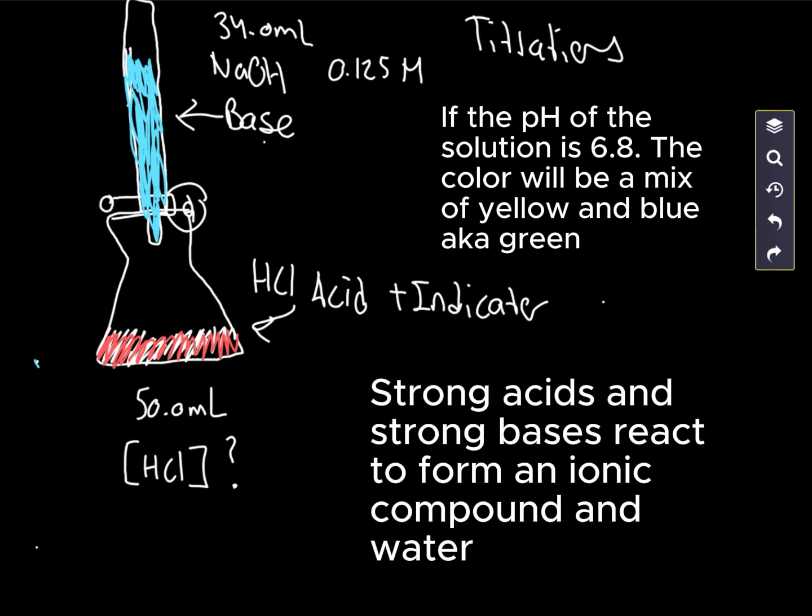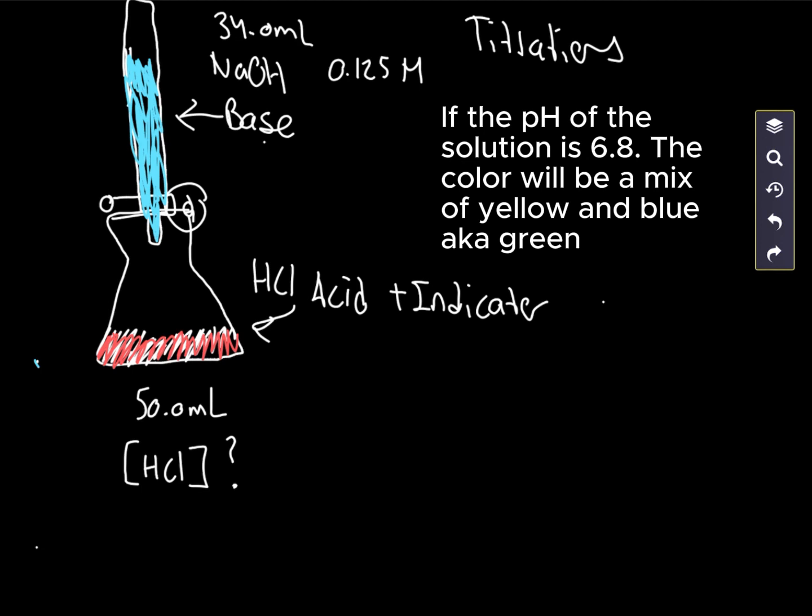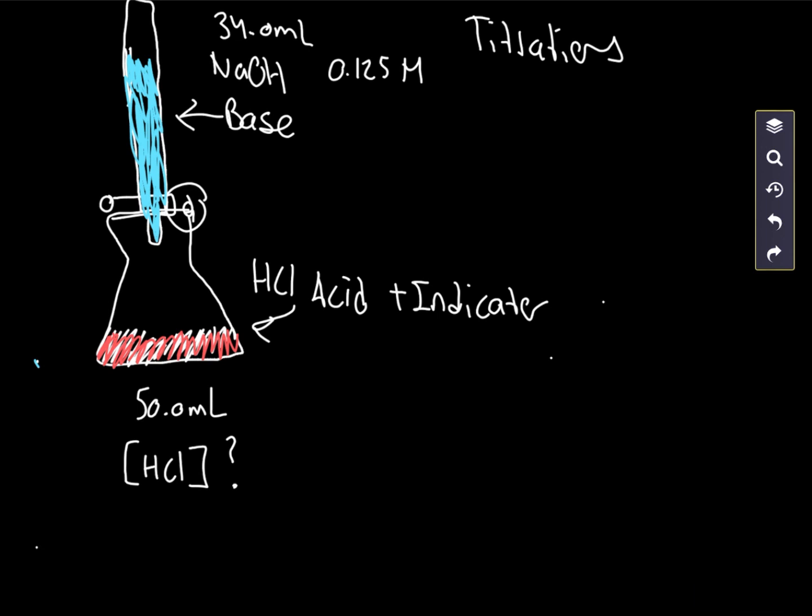Because you know acids and bases, they neutralize each other. So we put a certain amount of base into this solution until just enough acid has been neutralized by the base that the indicator starts changing color. And when the indicator fully has changed color, that's when you know your titration is over.